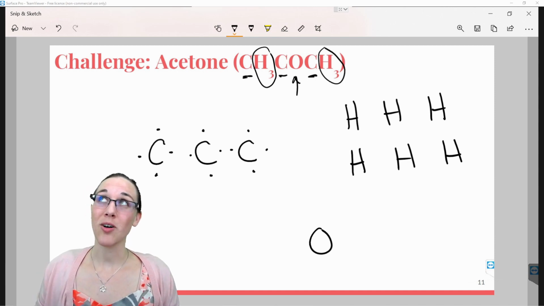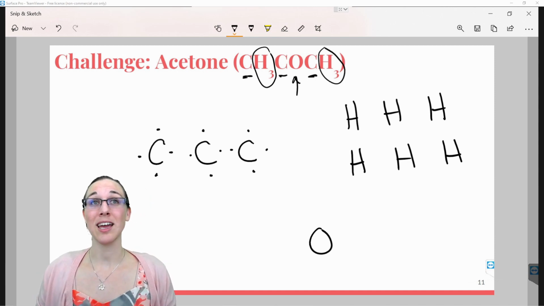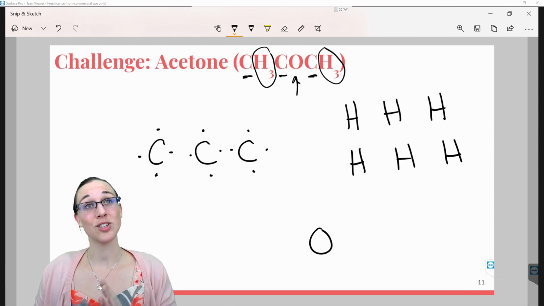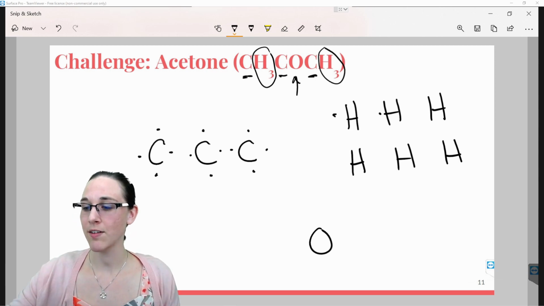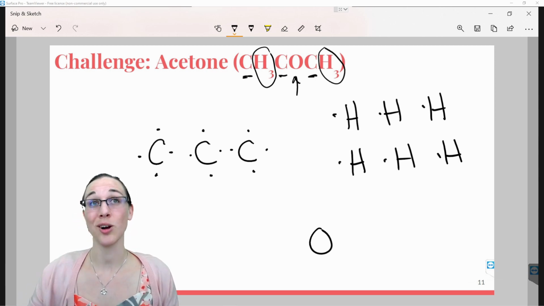For hydrogen, we know hydrogen has a valence of 1 by looking at our periodic table, because it's in that 1st column. So each hydrogen is going to have 1 electron that it can share with somebody else.